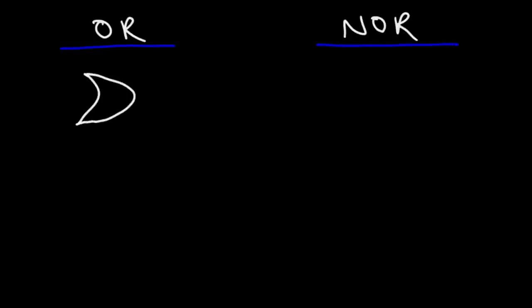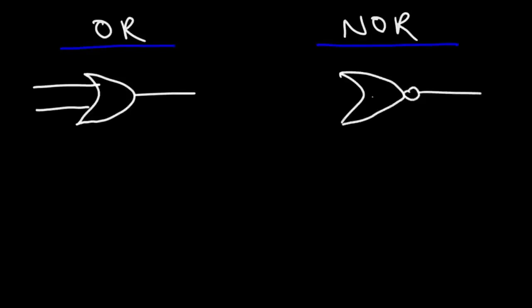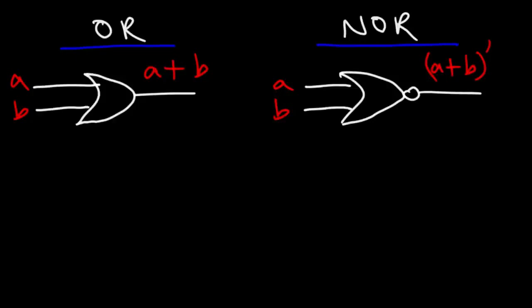Now let's talk about the OR and the NOR gate. The NOR gate is the complement of the OR gate, much in the same way as the NAND gate is the complement of the AND gate. And so let's draw the symbols for both of these. The NOR gate looks like the OR gate, but with a circle at the end. So given inputs A and B, the output of the OR gate, we said it's A plus B. For the NOR gate, it's going to be A plus B, and then it's the complement of that result. Now let's write out the truth tables.